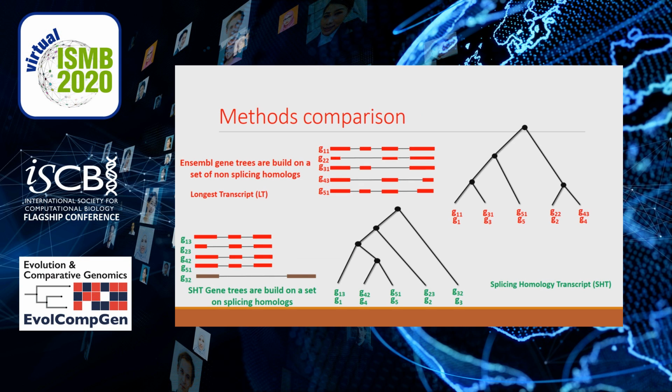The main difference between our approach and the Ensembl approach comes from the fact that Ensembl gene trees are built on a set of non-splicing homologs, whereas in our approach, the gene trees are built on a set of splicing homologs.